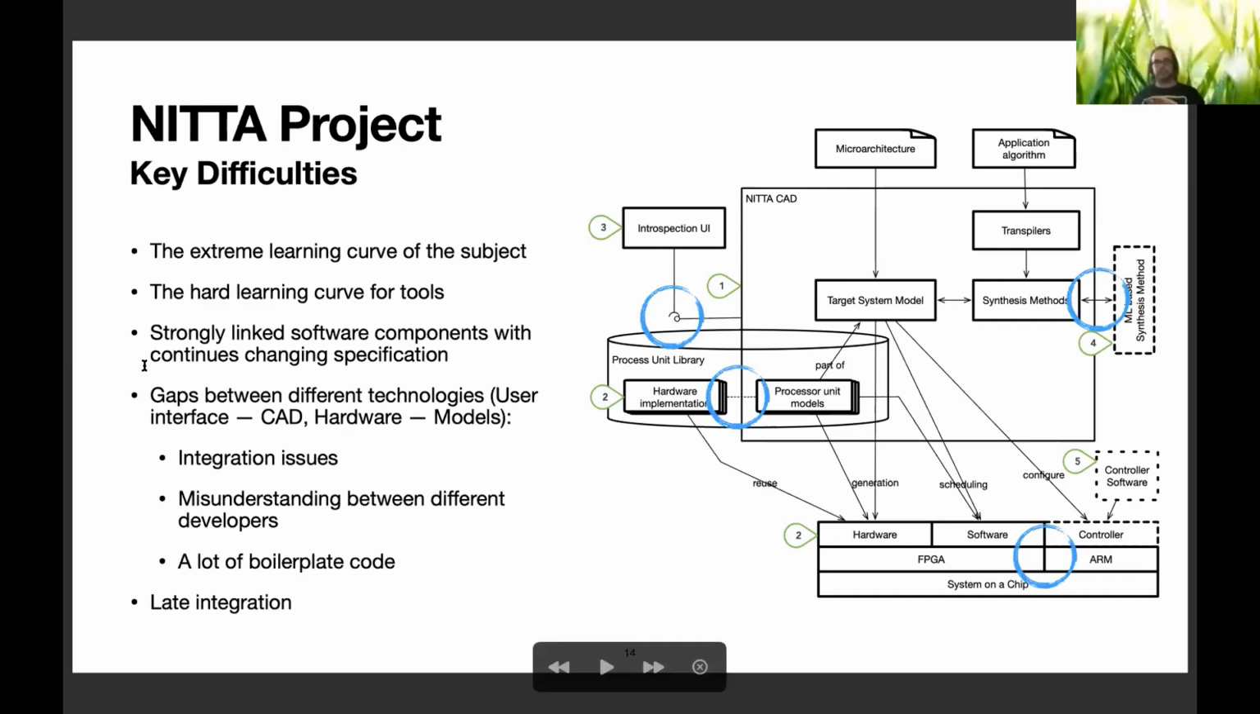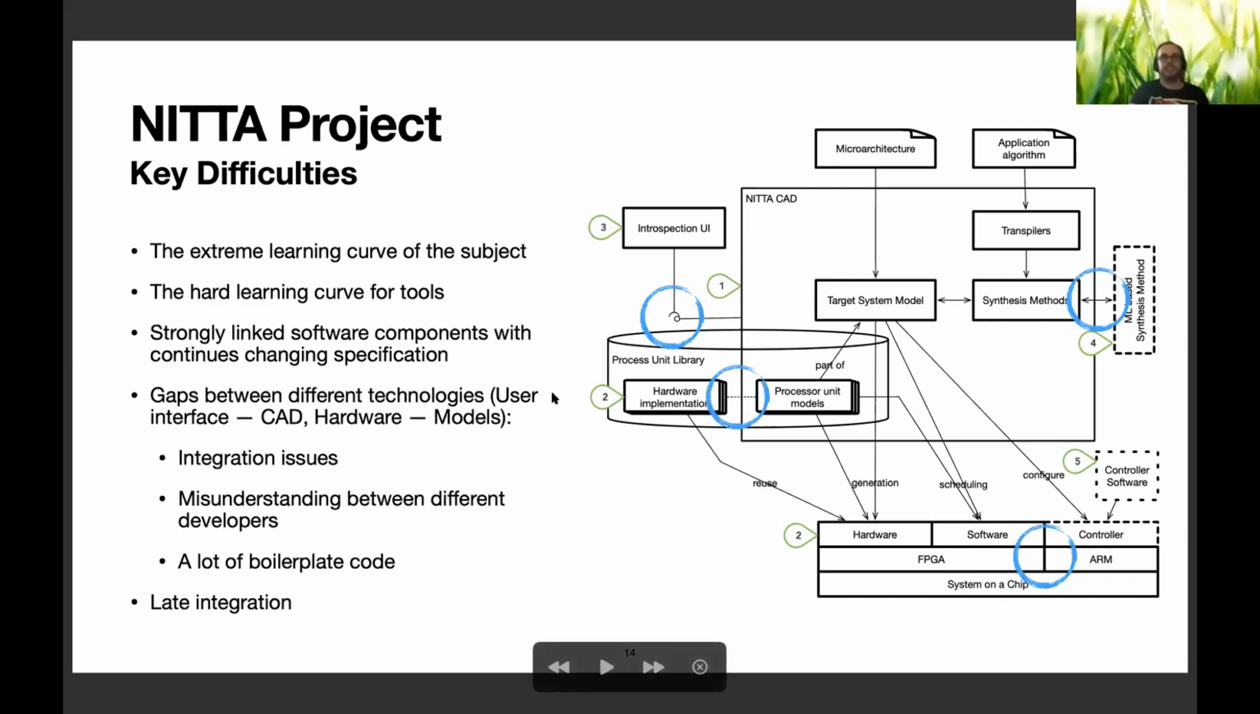The third difficulty is that the project has many strongly linked software components. As you can see, we have the hardware implementation of process units and processor unit models, which are required to synthesize target software, and they should be consistent with each other, because if they are inconsistent, they cannot generate the correct target system which can work in practice. And many such connections lie not inside one technology, but across many parts of the system. Here you can see some of them in blue circles.